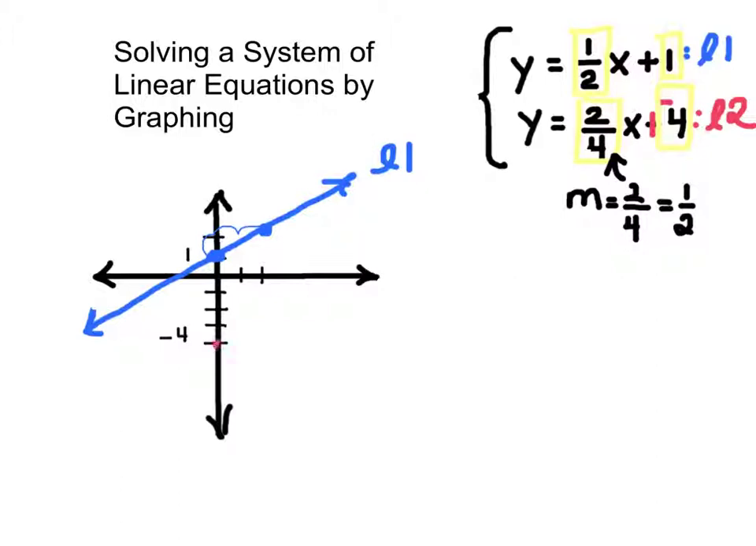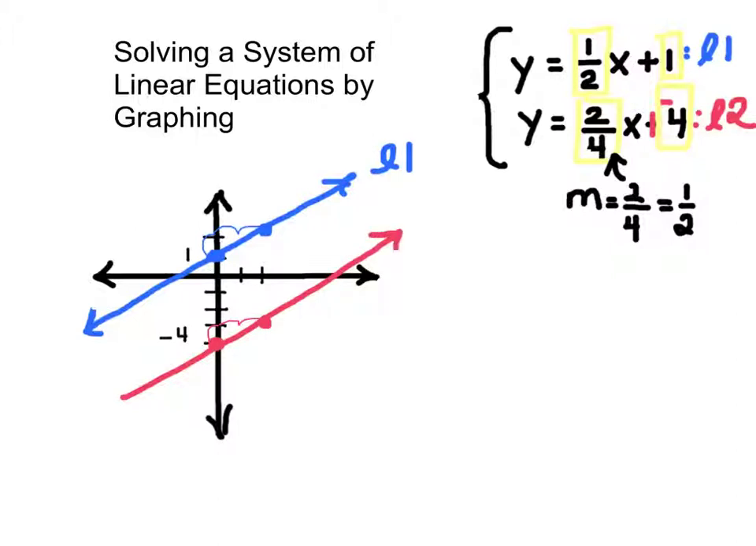The difference is that our red line, line 2, goes through the point 0, -4. And let's go ahead and put the slope in. So starting at the point, the y-intercept of -4, we're going to go with a slope of 1/2: up 1, over 2. And this gives us our second point. Now the slopes of these 2 lines are the same. Let's go ahead and draw line 2.